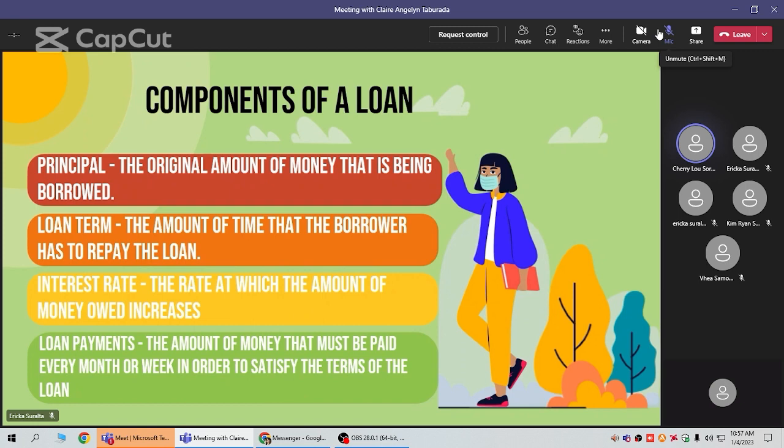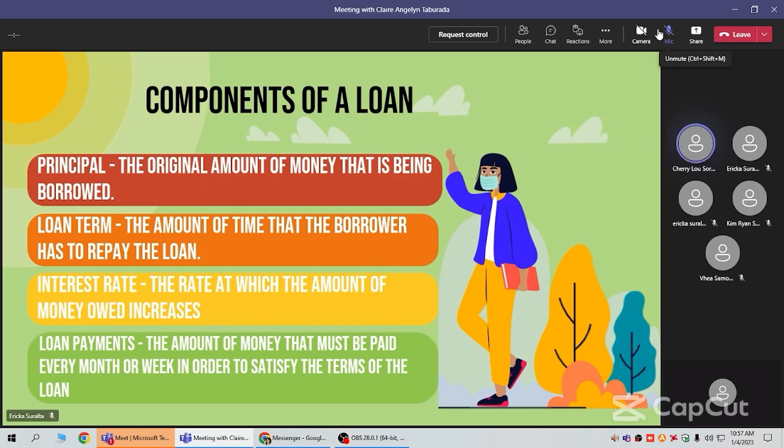So next is interest rate. The rate at which the amount of money owed increases, usually expressed in terms of annual percentage rate or APR. APR is a number that represents the total yearly cost of borrowing money expressed as a percentage of the principal loan amount. The APR on a loan or credit card aims to offer a complete picture of how much it costs to borrow money.